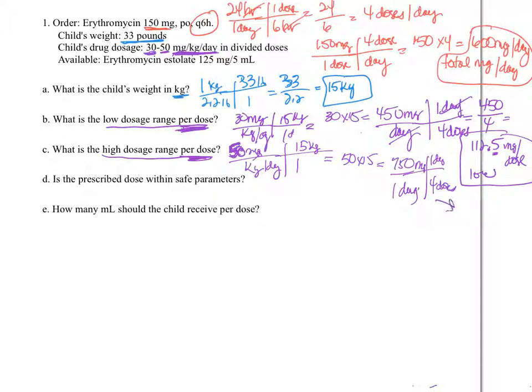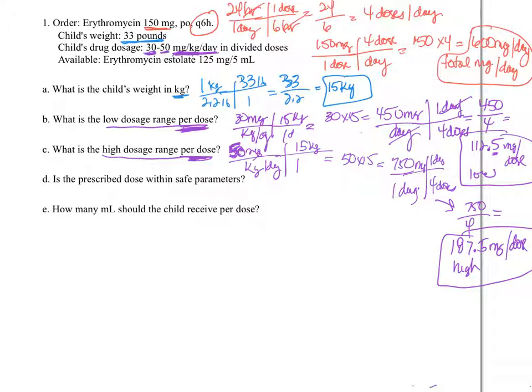So now this is going to be 750 divided by 4 equals 187.5 milligrams per dose for our high dose range per dose, right?